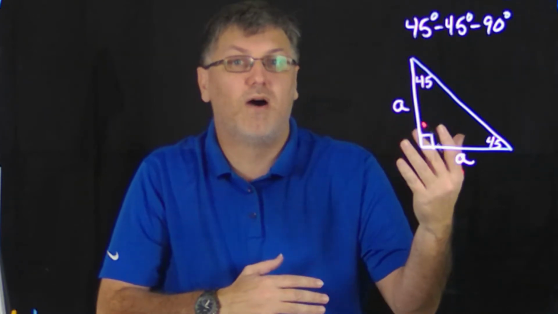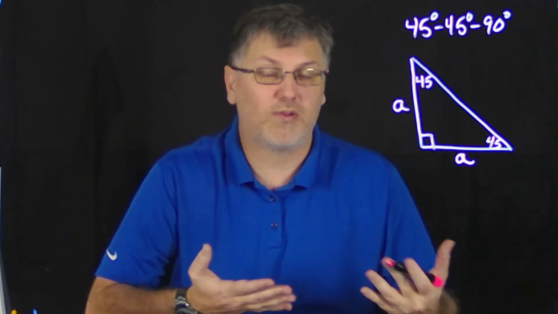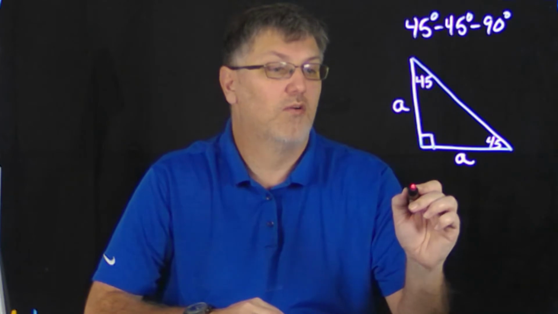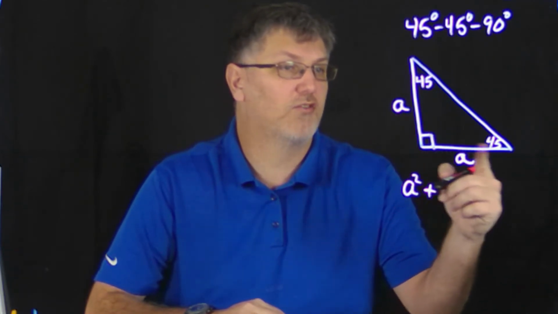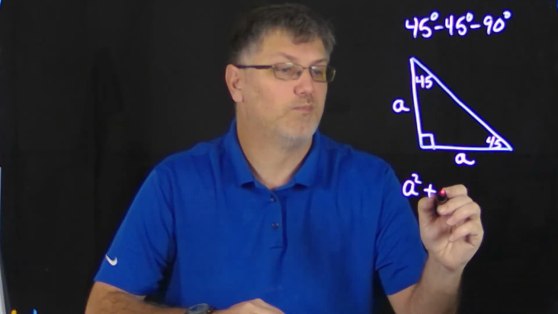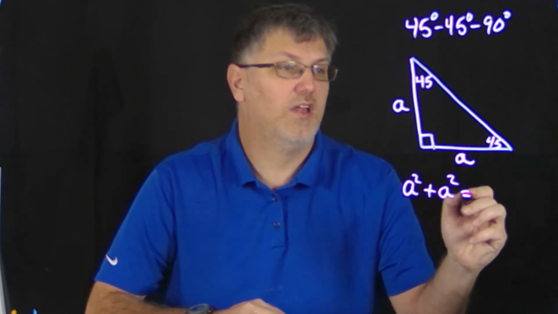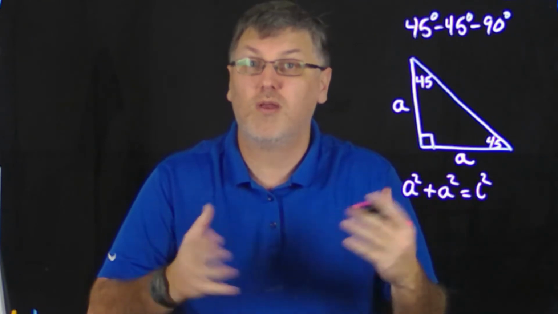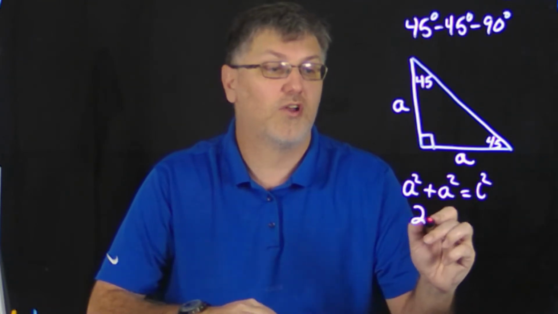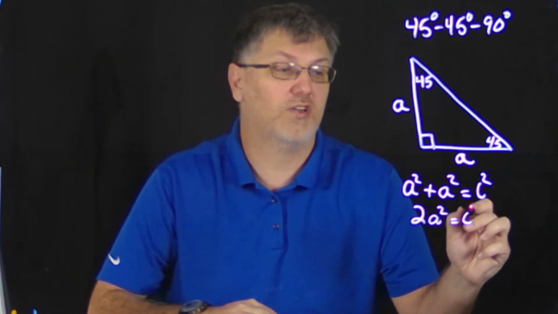To actually find the hypotenuse, what we're going to do is just the Pythagorean theorem, nothing fancy. We're going to do A squared plus the other side squared. So it's leg squared plus leg squared equals my hypotenuse squared. Well, A squared plus A squared is nothing more than 2A squared, when we combine like terms. So now I have 2A squared equals C squared.